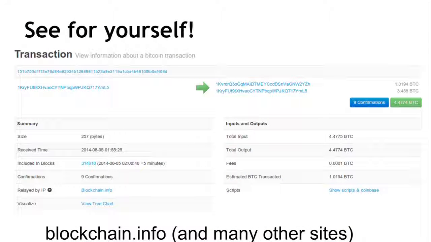So with both the block format and the transaction format that we described earlier, the best way to learn it is to just see for yourself. So there's a lot of websites that make this data accessible. This is a screenshot from blockchain.info, which I found very helpful myself in understanding and exploring what's going on at a low level in Bitcoin.